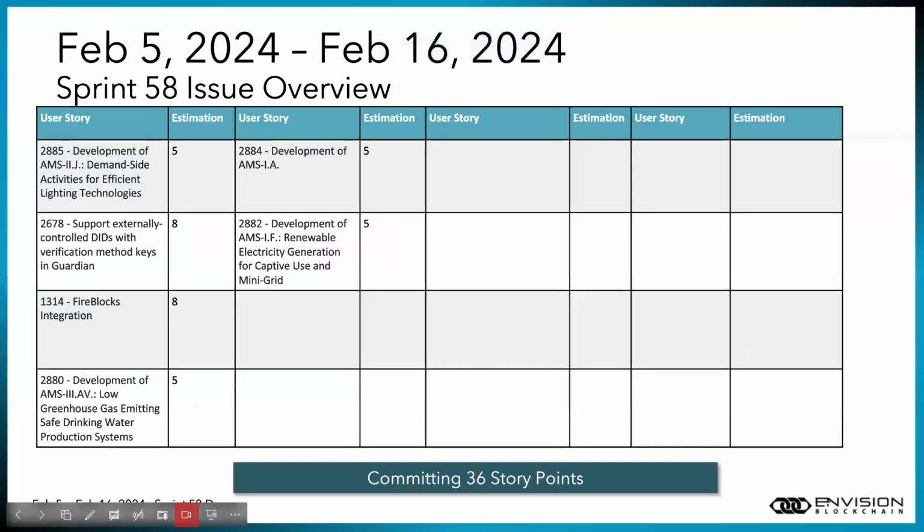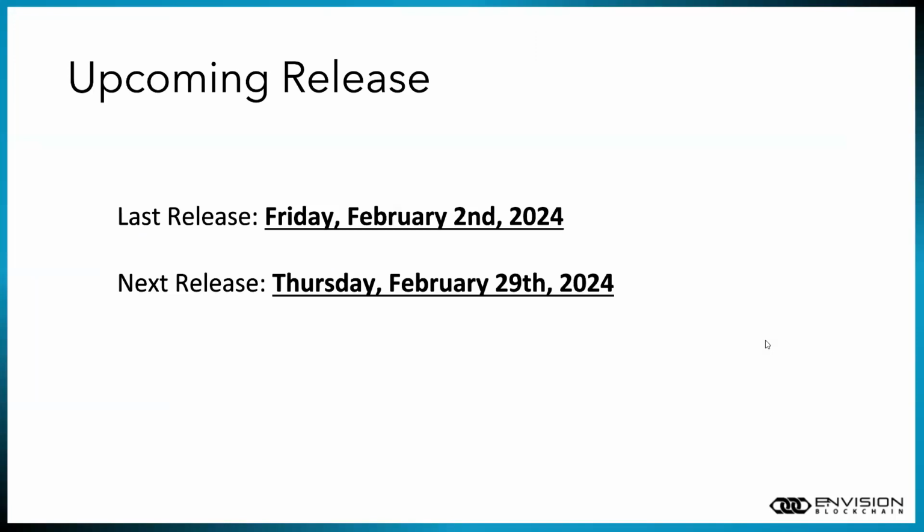So, looking at Sprint 58, we are currently committing to 36 story points, which include the implementation of 2885 AMS2J, 2678 support for externally controlled DIDs with verification method keys in Guardian, the Fireblocks integration, which is 1314, and we are also working on different CDM methodologies, which are 2880, 2884, and 2882. Talking about upcoming releases, our last release was on Friday, February 2nd, 2024. Our next release will be on Thursday, February 29, 2024.